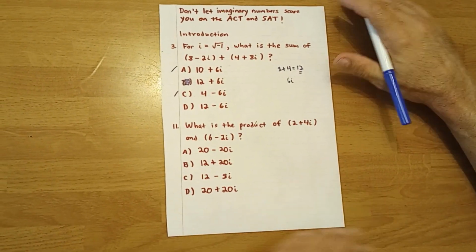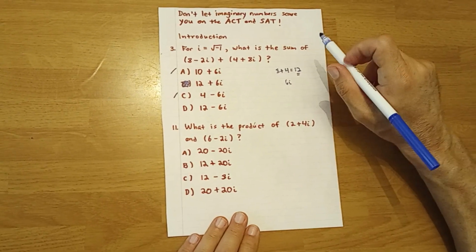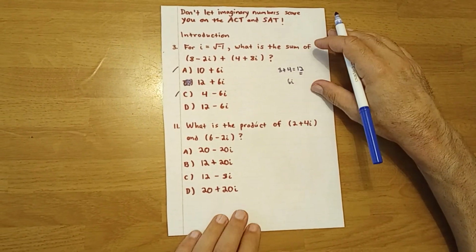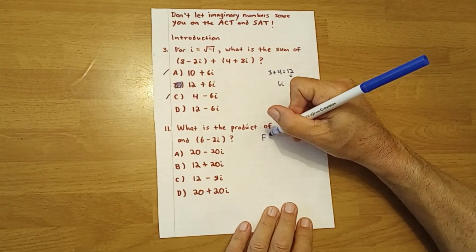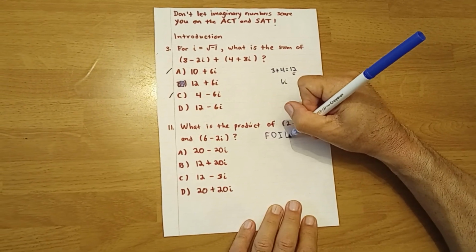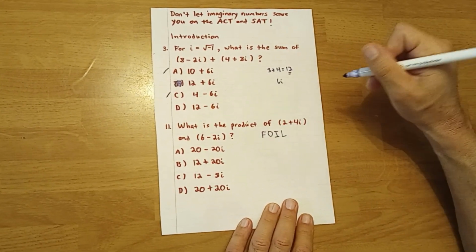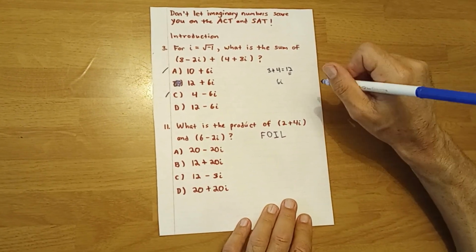Okay, here for number 11, we have the product of 2 plus 4i and 6 minus 2i. So we're going to FOIL these, right? First, outside, inside, last. You're probably familiar with the FOIL method. If you're not, you'll see it in some of my other videos that deal with that in algebra.